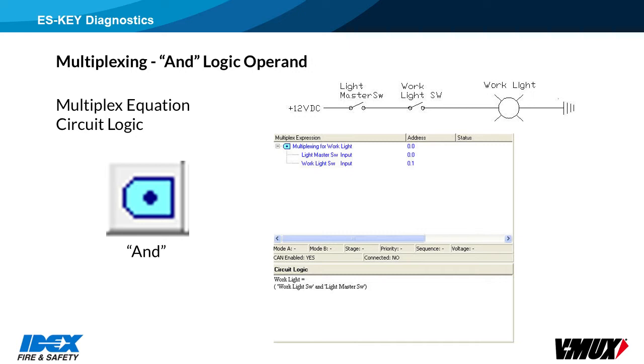Multiplex equations that evaluate to true cause the associated output to turn on, false results turn the output off. Equations for every output in the system are evaluated by the USM or supernode any time there is a state change on the network, and output states are changed based on the results of the equations.